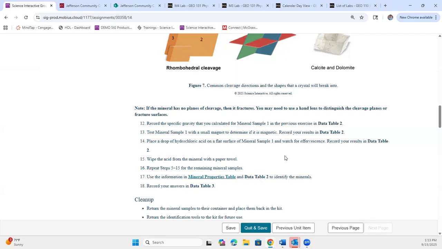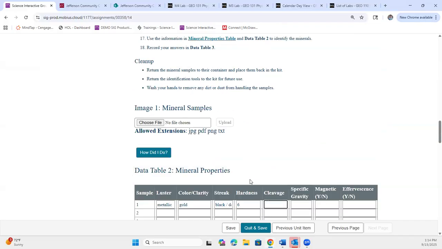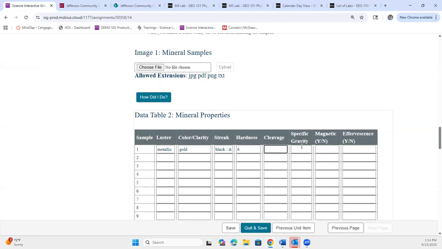We take 1 drop of hydrochloric acid and put it on there, see if it fizzes. You really got to look close. Be careful with the acid. It's not going to hurt your skin, but it's strong enough that it might discolor your clothes. And you really want to avoid getting it in your eyes. So either wear gloves or wash your hands afterwards. So we're going to skip these 2. Magnetic, it's no. Effervescent, no.